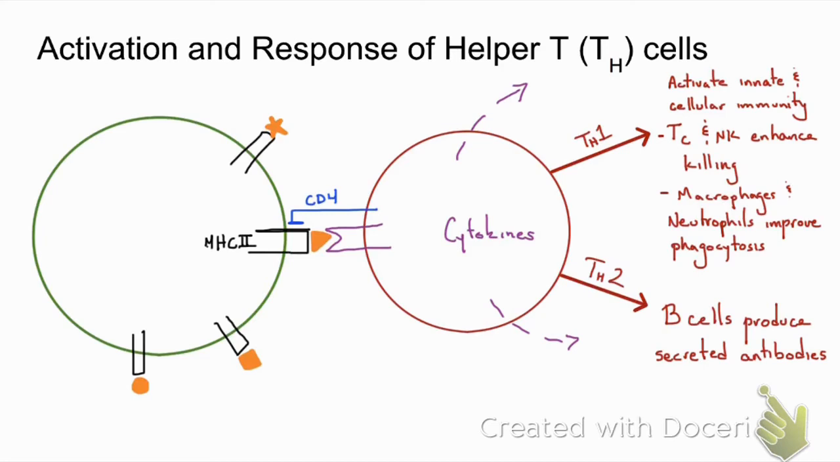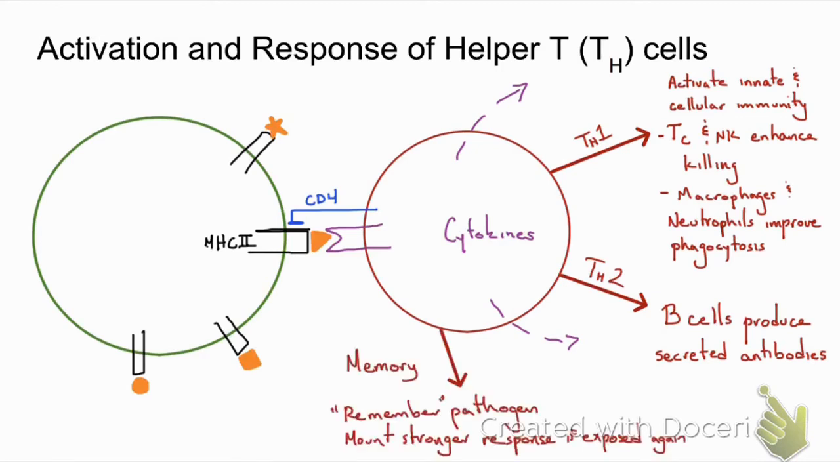Finally, there is going to be a subset of these T helper cells that will become part of the memory. All adaptive immune cells will produce memory cells upon their activation, and the role of these memory cells is really just to remember the pathogen or remember the epitopes that they've seen. And the benefit of this then is that if this epitope is seen again by this T helper cell, well, the response would occur more strongly and it would occur more quickly than the initial response when it sees the pathogen for the first time.